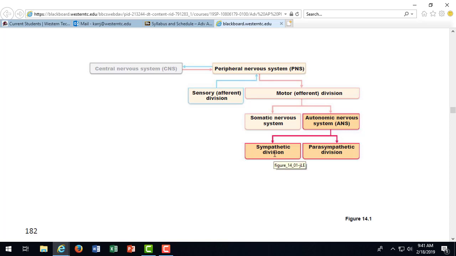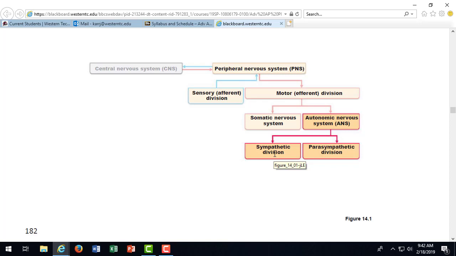And again, sympathetic means stress response. Anytime we need to raise the heart rate, dilate the airways for better breathing, dilate the pupil for better vision, then we're going to stimulate those sympathetic autonomic motor neurons. So sympathetic is stress. So think of, there's 3 S's in the word stress, and sympathetic starts with an S. Parasympathetic, para kind of means like alongside or next to.